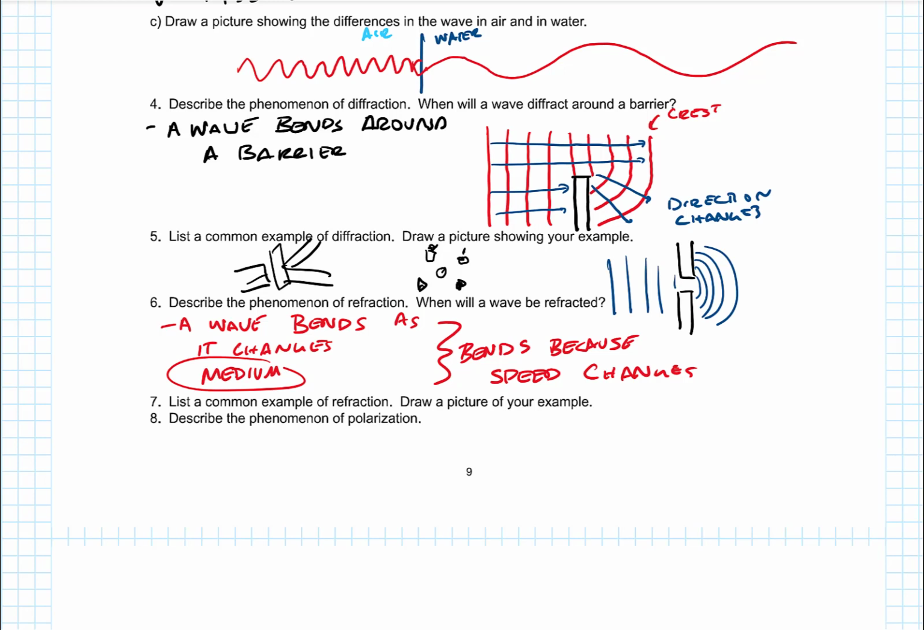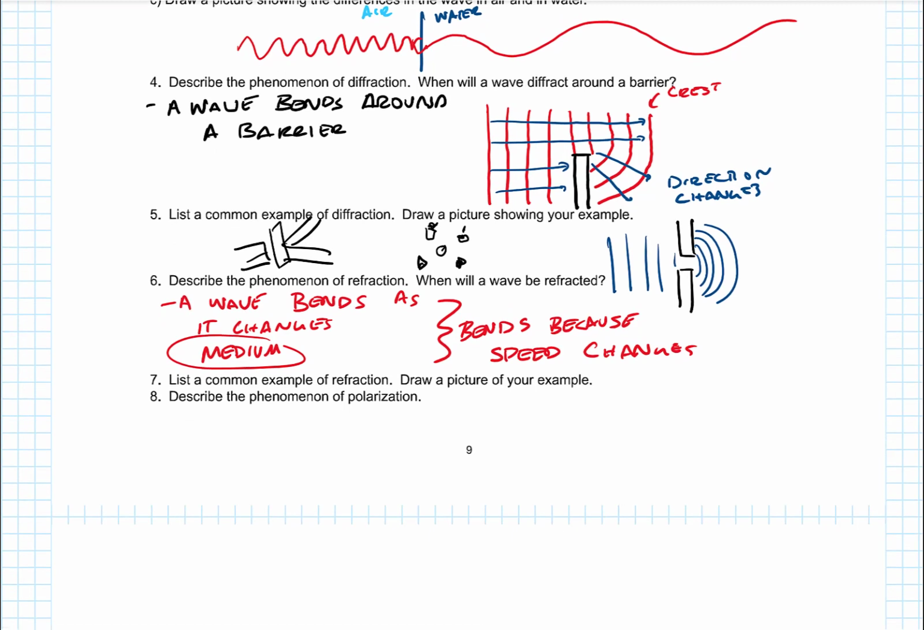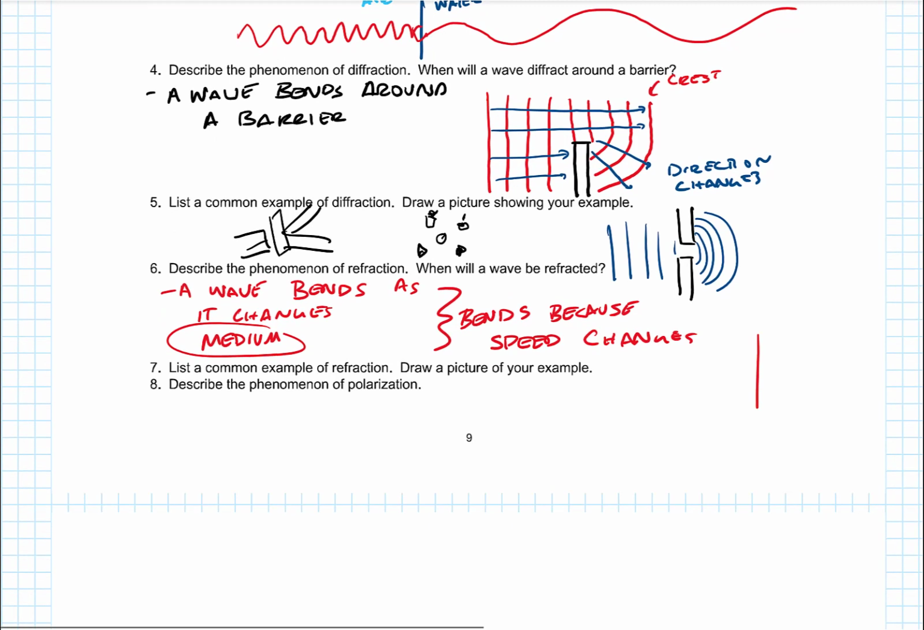This is how your glasses work. This is why when you put a pencil into a glass of water, it looks like it kind of bends at the surface there. List a common example of refraction. Draw a picture. Okay, so that cup of water, which is apparently red. If you put the pencil in, it looks like it's kind of broken in half because the light is sort of bending here. The light is bending there.